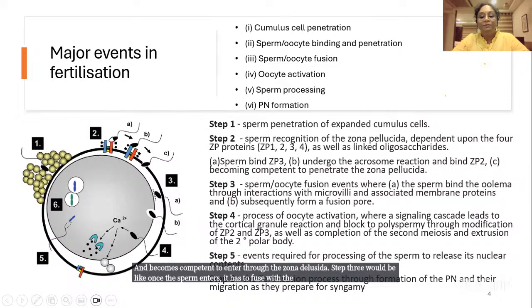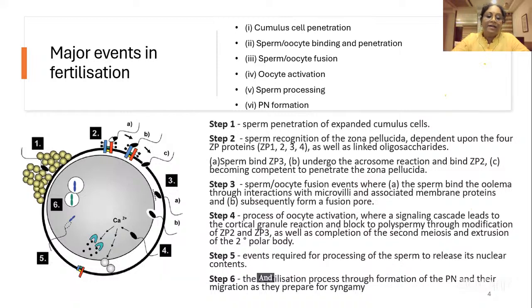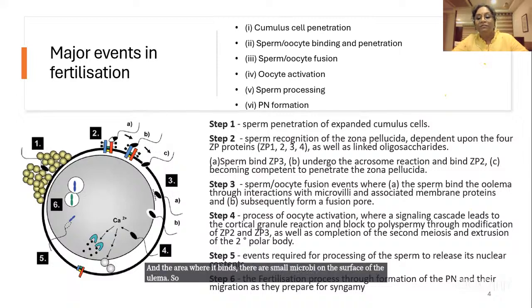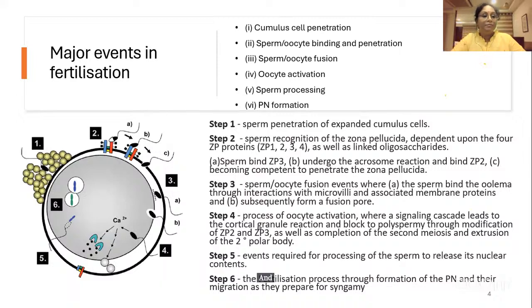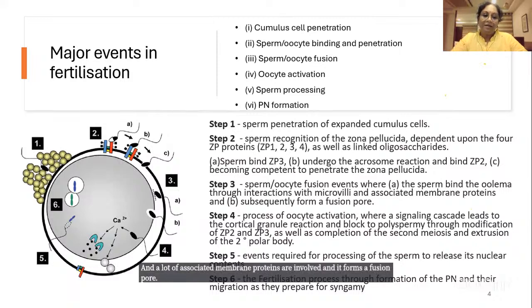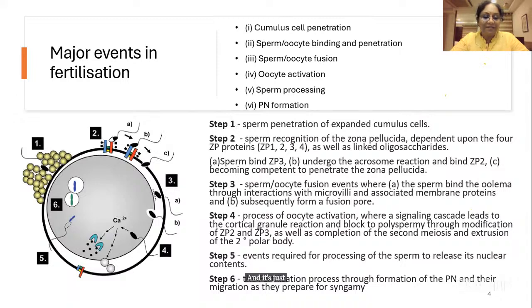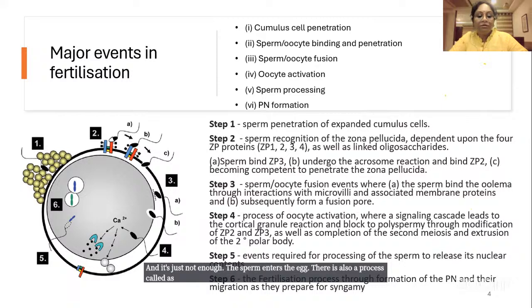Here the sperm binds to the oolemma, where there are small microvilli on the surface. It attaches to the microvilli, a lot of associated membrane proteins are involved, and it forms a fusion pore. It's not enough that the sperm enters the egg. There is also a process called activation of the oocyte, because the chromosomes in the oocyte have to get activated and be ready for this union.